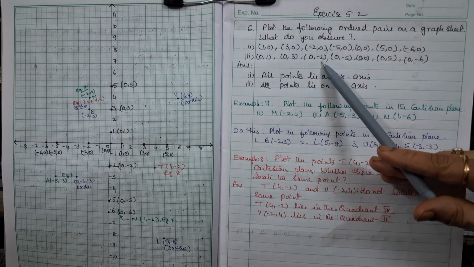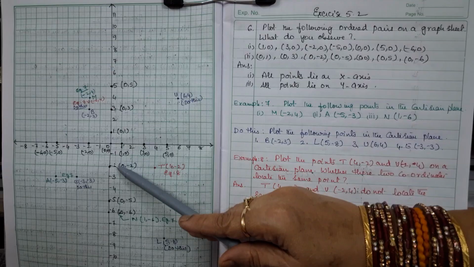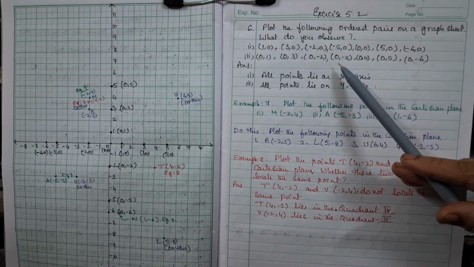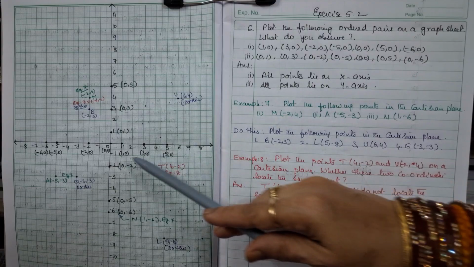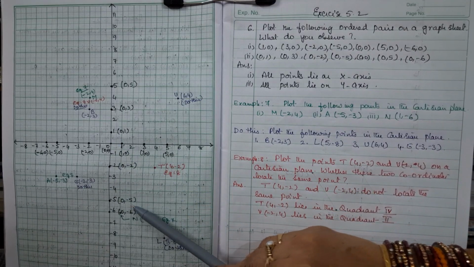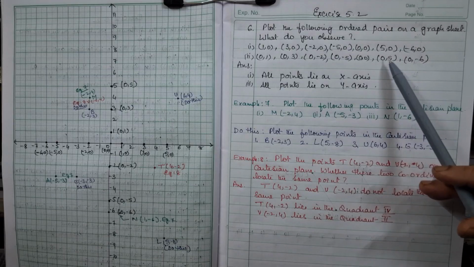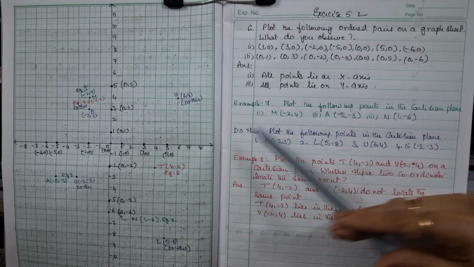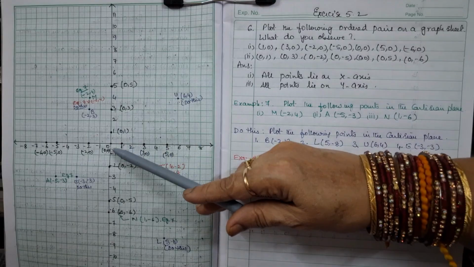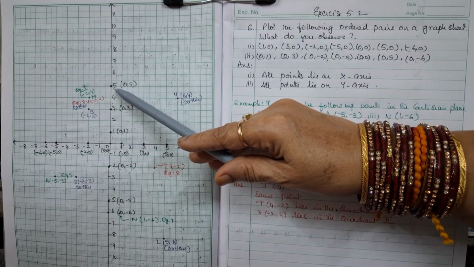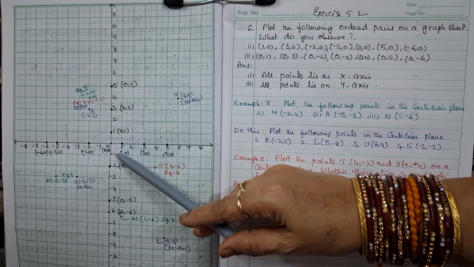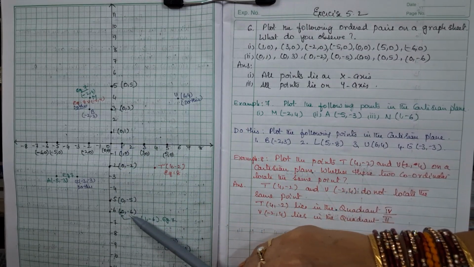Then 0 comma minus 2. This is 0. This is minus 2. And then 0 comma minus 5. This is the point. Then 0 comma 0. So this is the point. 0 comma 5 here. This is the point. And 0 comma minus 6. This is the point.